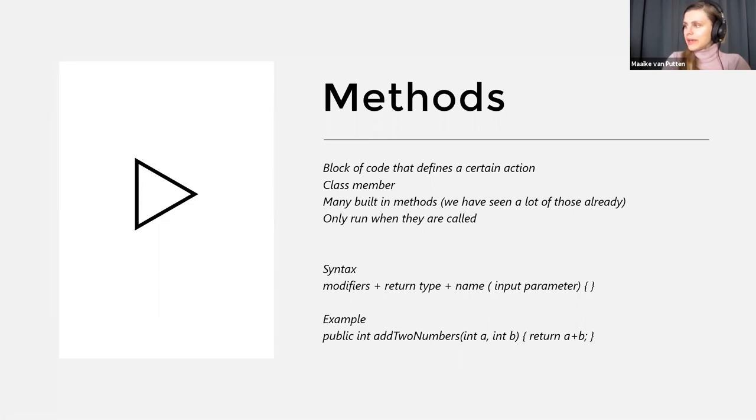Here's an example. So we have modifier public. It's giving an int back. And it then says as a name, addTwoNumbers. And then it needs two input parameters, int a and int b. And then usually you would put this on a new line, and this one as well, but I think I was just out of space on my slide. But here I'm saying return, and this means it's giving something back. So this is corresponding with this one, return a plus b. So it's returning the sum of these two numbers.